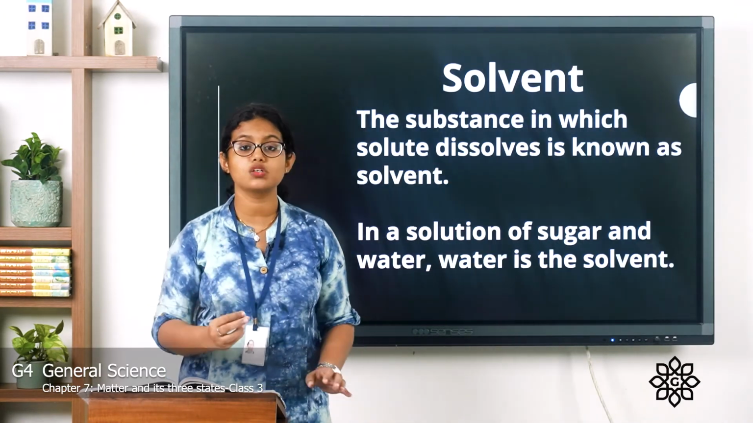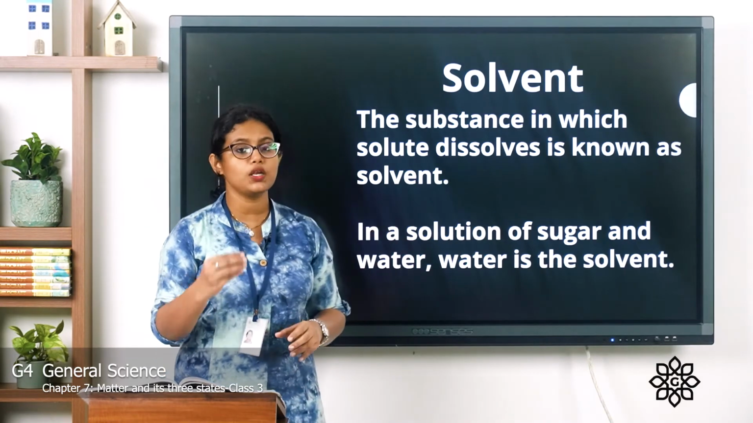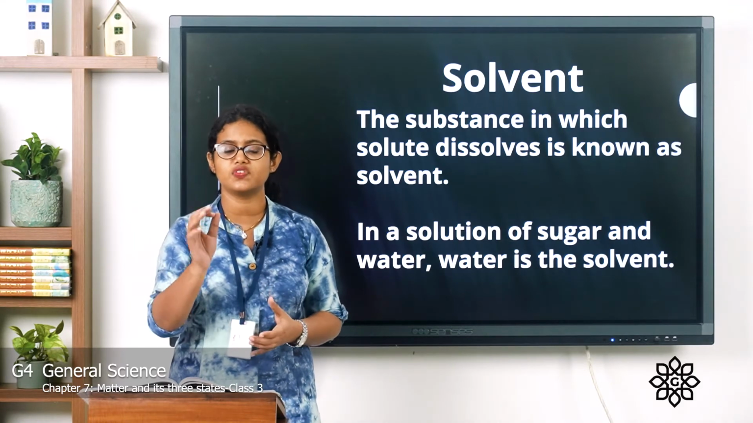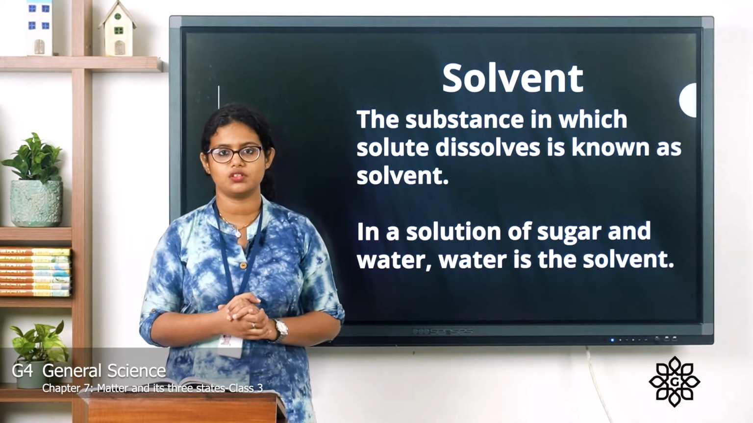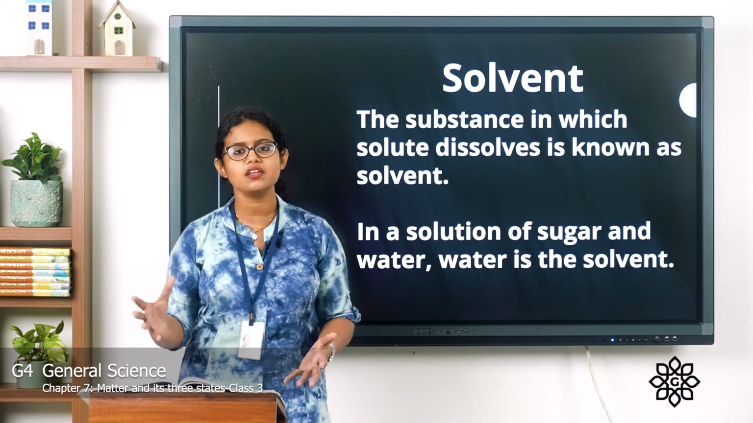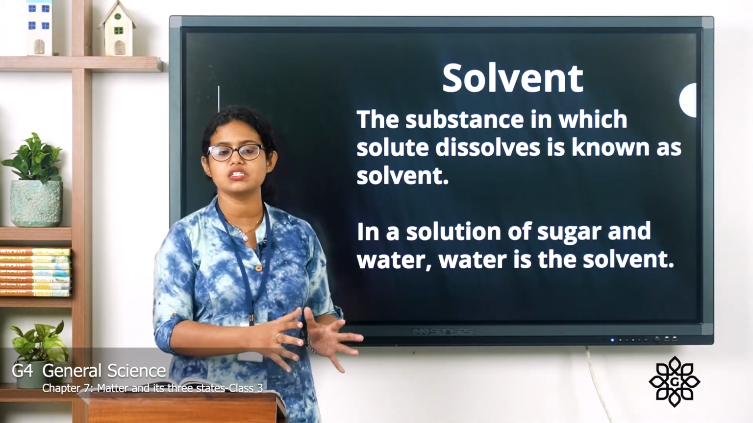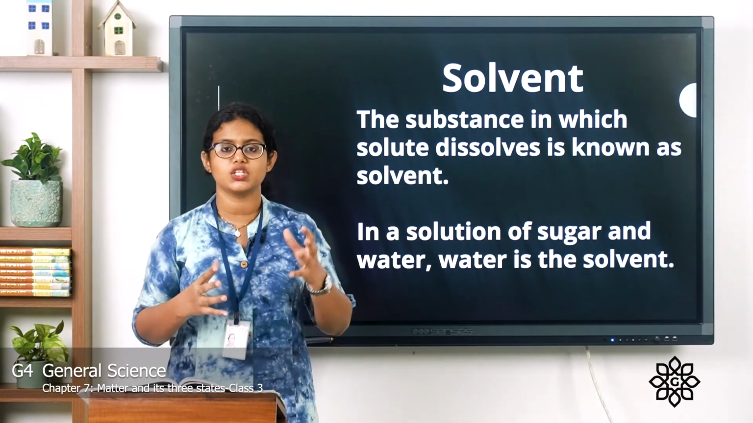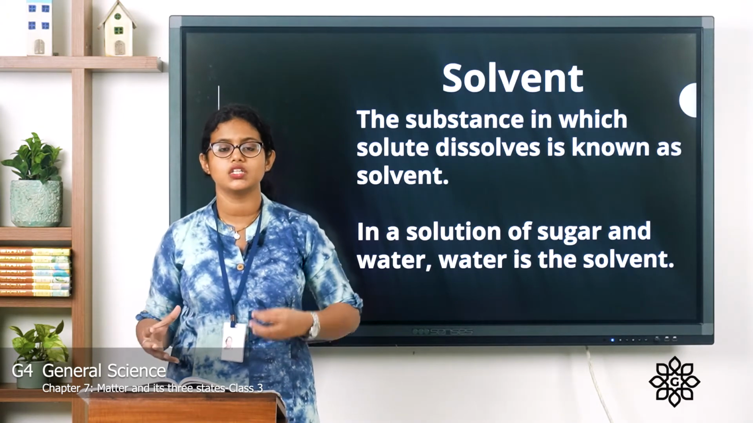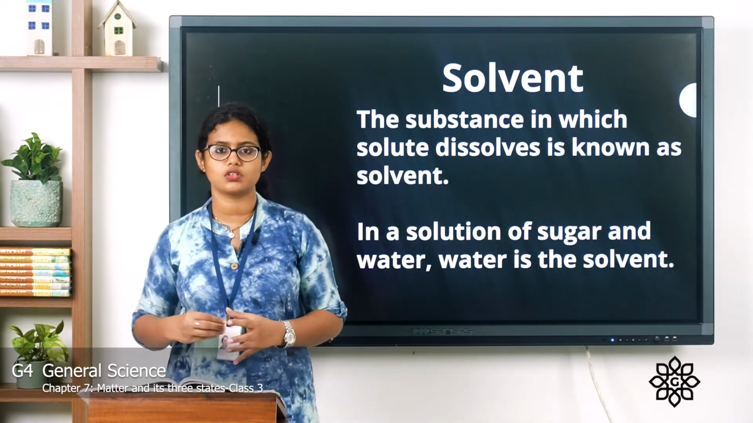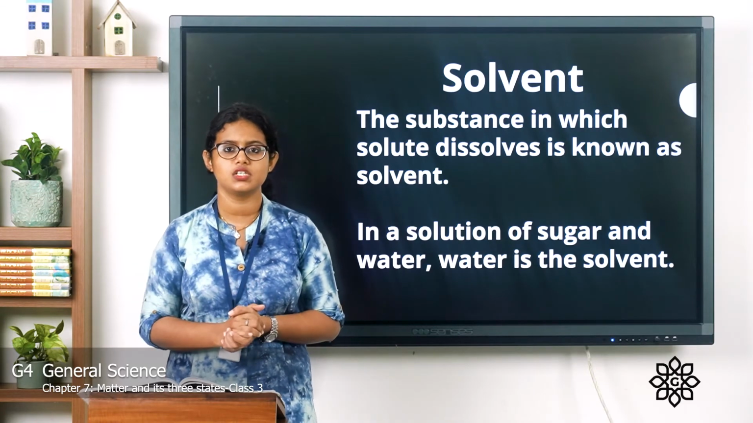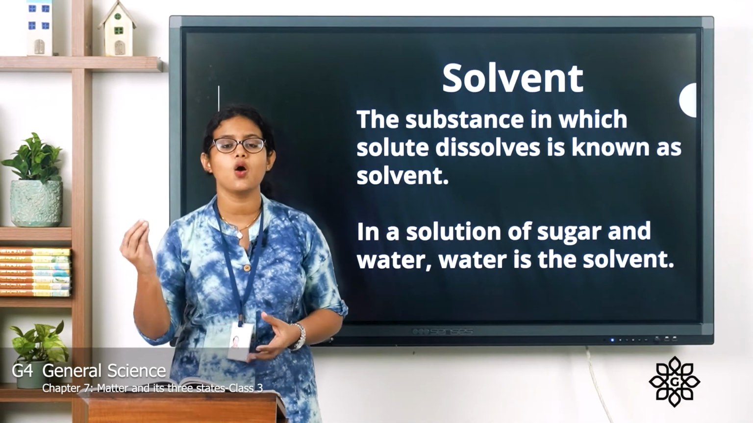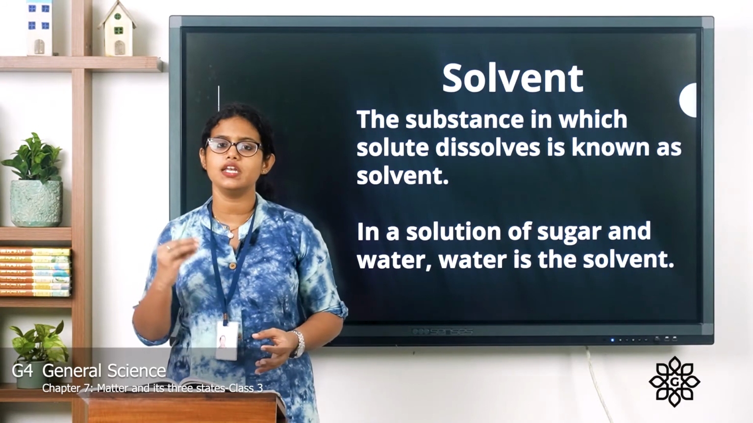Now let's see what a solvent is. The substance in which the solute dissolves is known as solvent. Again, let's take the first example, the sugar solution. It is a solution of sugar and water, and we know that sugar is the solute. So what is the solvent here? The solvent here is the water. The sugar gets dissolved in water, so water is the solvent. What about in a salt solution? The solvent there is the water. The salt gets dissolved in water.